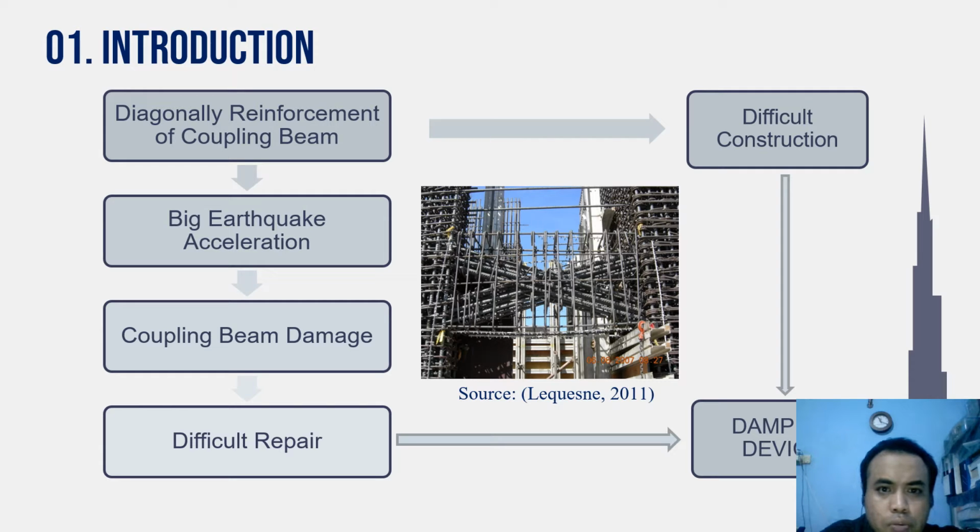The question is why am I interested in this research? Based on ACI 318, the coupling beam with high shear force should use diagonal reinforcement, but the coupling beam with diagonal reinforcement is difficult in construction and retrofitting. For this reason, this research is looking for a solution by replacing the coupling beam with a damping device.